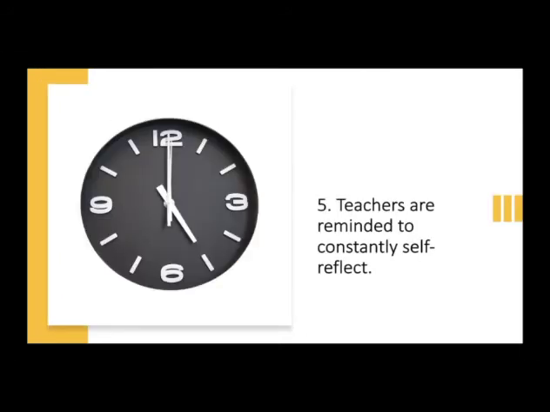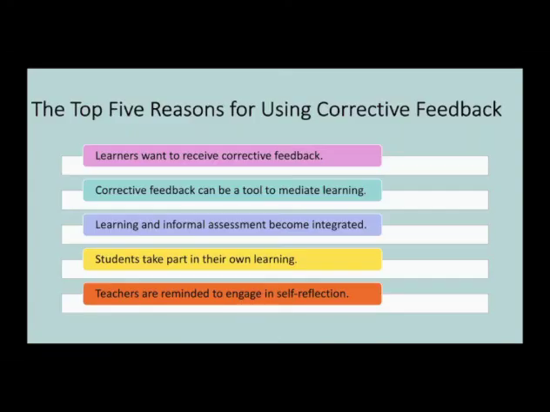Lastly, teachers who use oral corrective feedback are prompted to engage in self-reflection about ways to improve their corrective feedback loop with students. So, in summary, the top 5 reasons for using corrective feedback are: learners want to receive corrective feedback. Corrective feedback can be a tool to mediate learning. Learning and informal assessment become integrated. Students take part in their own learning, and teachers are reminded to engage in self-reflection.